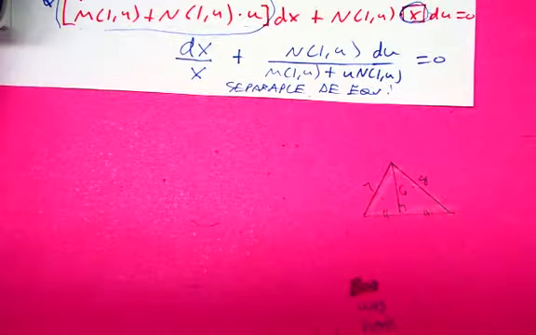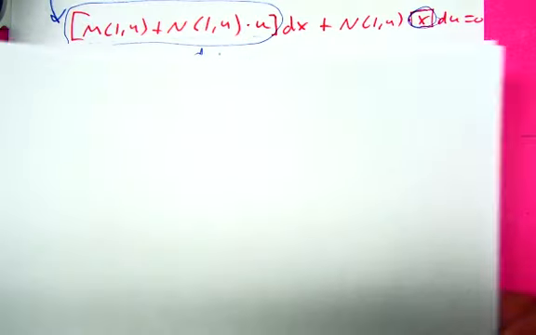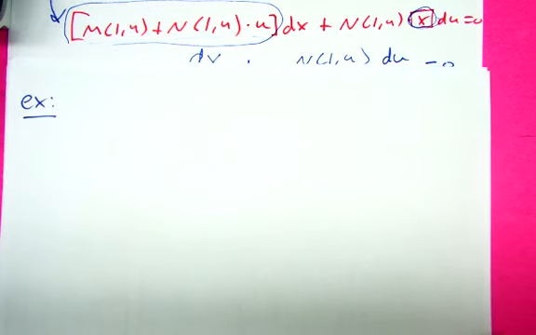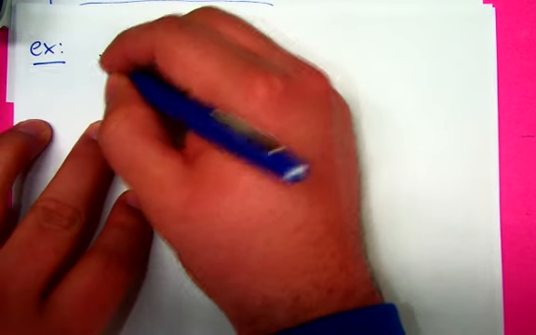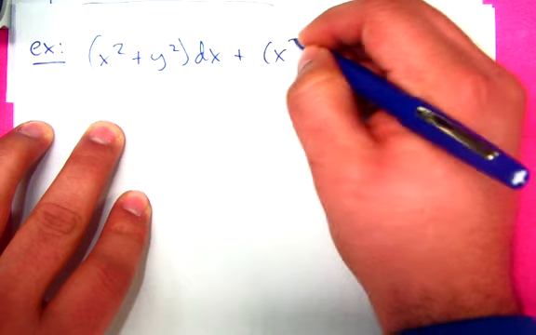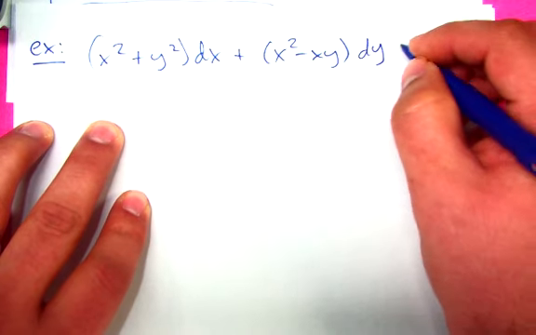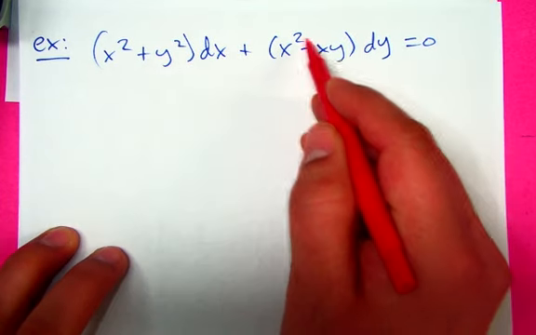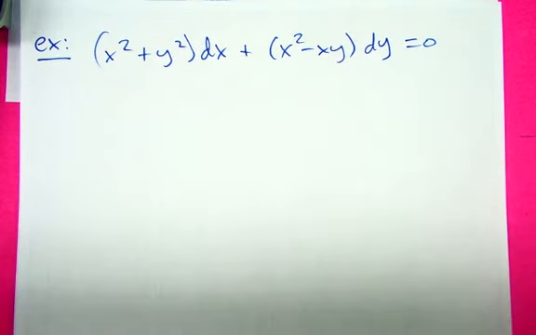Any other questions? No. Okay, so let's do an actual problem. Let's say we have x squared plus y squared dx plus x squared minus xy dy equal to 0. At this point, you only have two types of differential equations that we're dealing with. It's either separable or homogeneous, or maybe both. In this case, this coefficient is degree 2, as is this one. Because it's homogeneous, we can do the substitution.